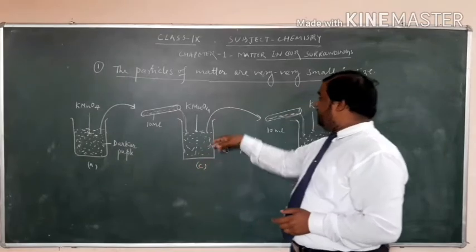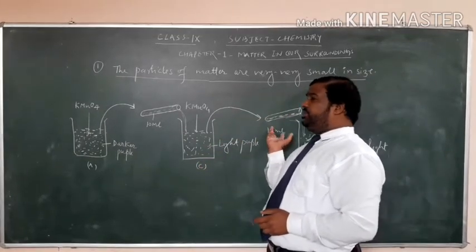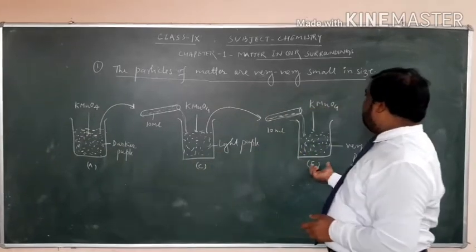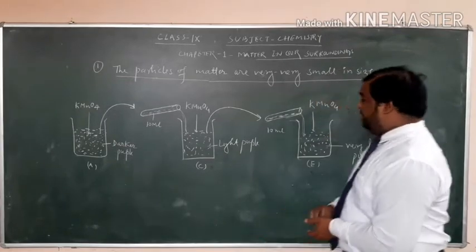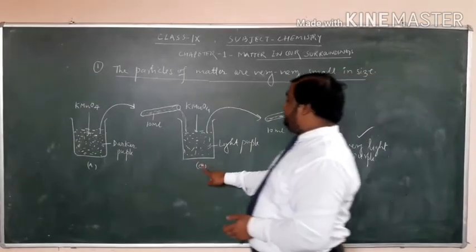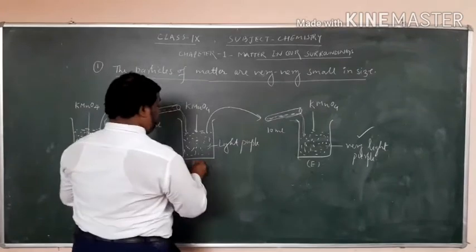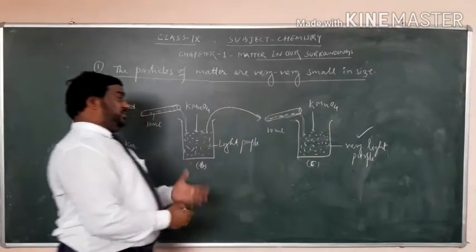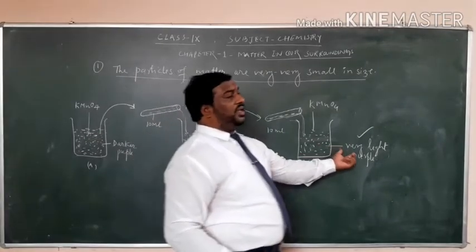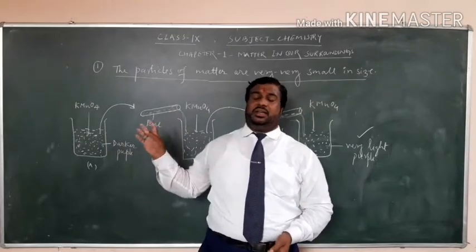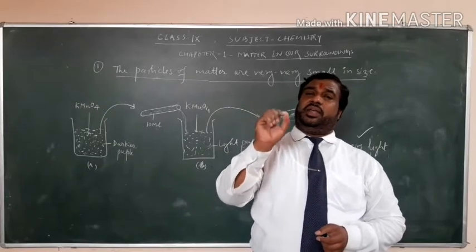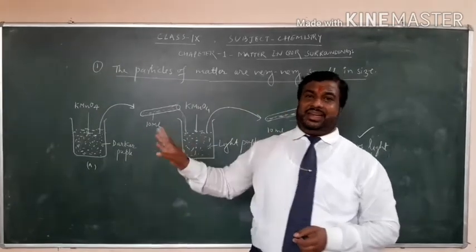In the next step we take 10 ml of solution from beaker C and pour it into beaker E. So we get a very light purple color of the solution. So class, weaker coloration: darker, light and very light. So from this practical, the particles are very small in size. Clear?